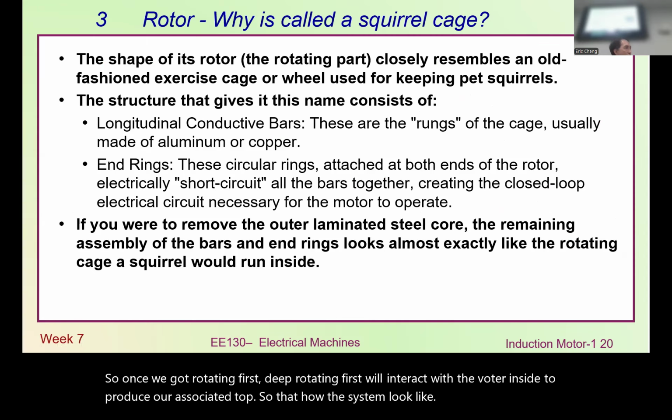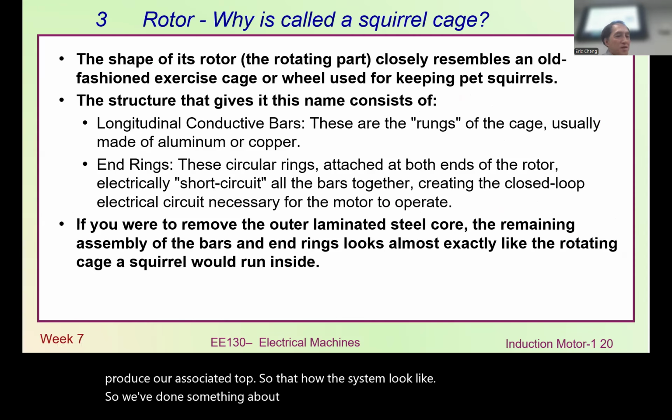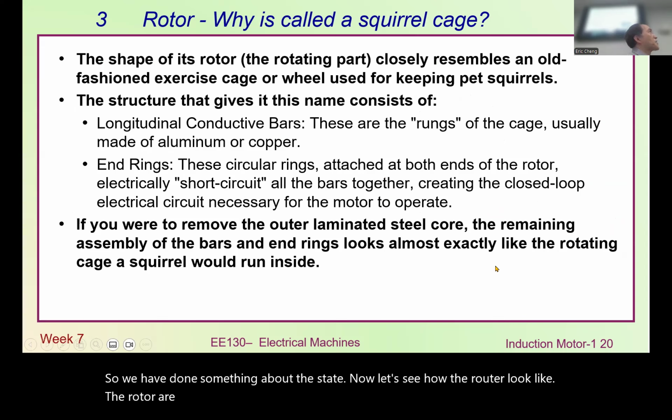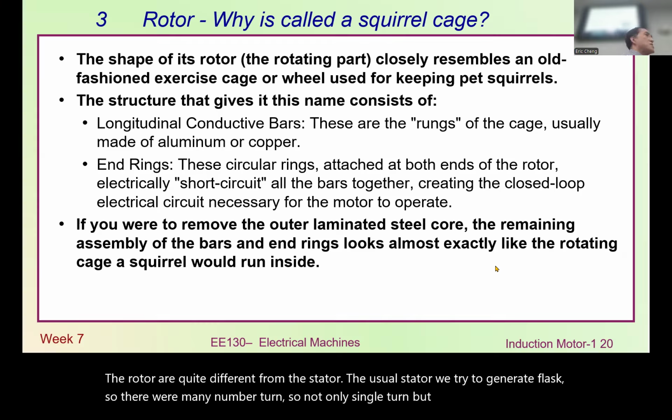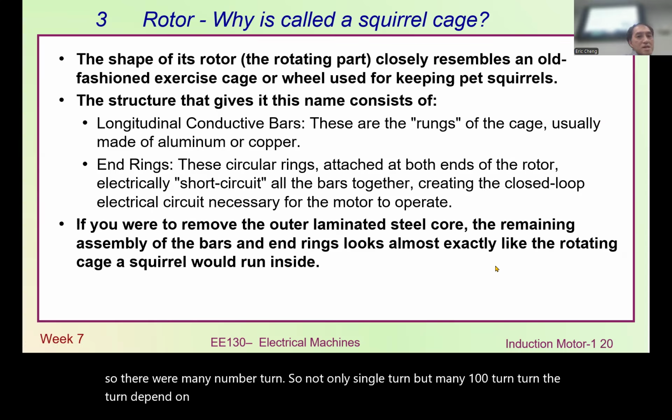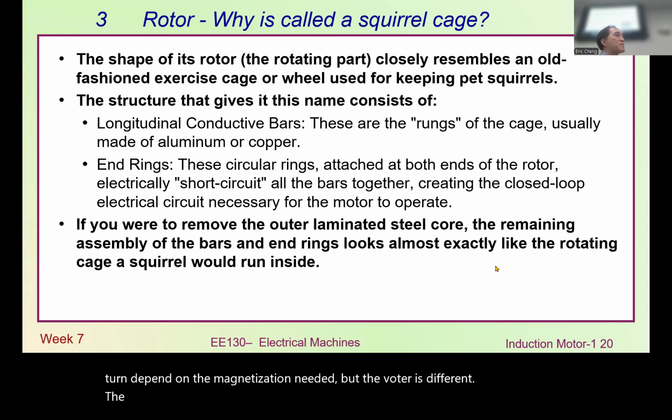So we have done something about the stator now. Let's see how the rotor looks. The rotor is quite different from the stator. In the stator, we try to generate magnetic flux, so there are many turns, not only a single turn but 100 turns, 200 turns, depending on the magnetization needed. But the rotor is different. The rotor's actual number of turns would be much, much less. Later we are going to see how they look.